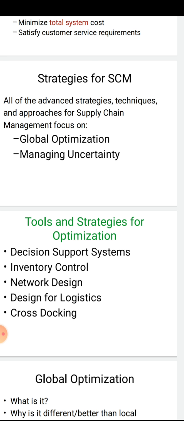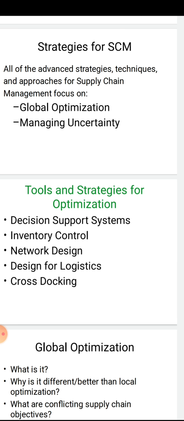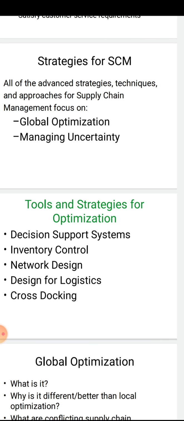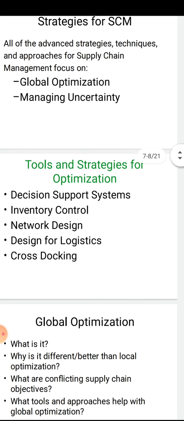Then design for the logistics. We have to consider different parameters to decide which type of logistics and which type of transportation is required, depending on which type of material is being transported. If it is a glass material, then we have to consider very smooth, soft, cushioned transportation, with boxes which absorb maximum shocks. If it is a steel material, then there are different transportation systems available. Then cross docking.